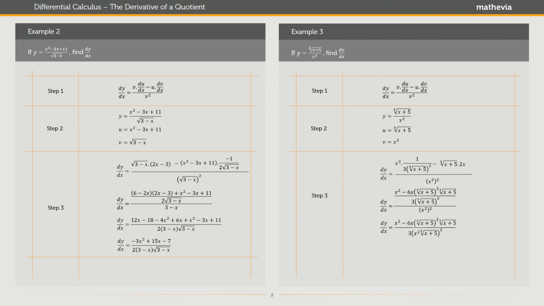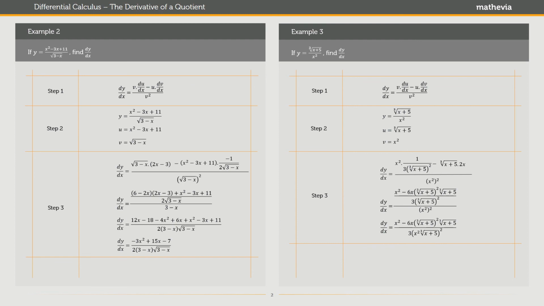And you can simplify that, and you'd end up with x squared minus 6x multiplied by the third root of x plus 5 all squared, multiplied by the third root of x plus 5, divided by 3 multiplying x squared multiplying the third root of x plus 5 all squared. And that is the derivative of y equals the cube root of x plus 5 divided by x squared. Very simple, the quotient rule, very similar to the product rule.